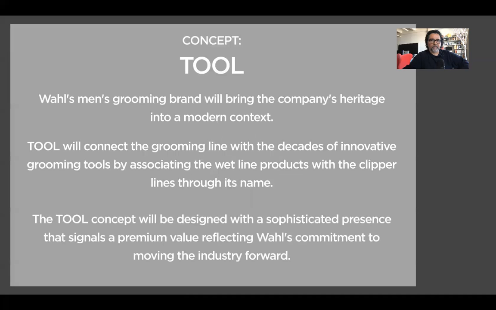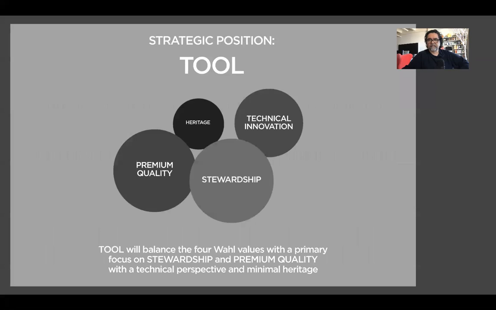And Tool is about playing off the idea that Wall has been providing tools to barbers for 100 years, and the tool has been the technology of the clipper, and now that tool is being seen in a new way, and that a tool can be a grooming product. A tool can be a barber using a pomade or a styling gel or a fiber cream, and that tool is something that Wall now provides. So it's playing off the idea that they're still a provider of grooming tools, and that this is a new way of looking at it.